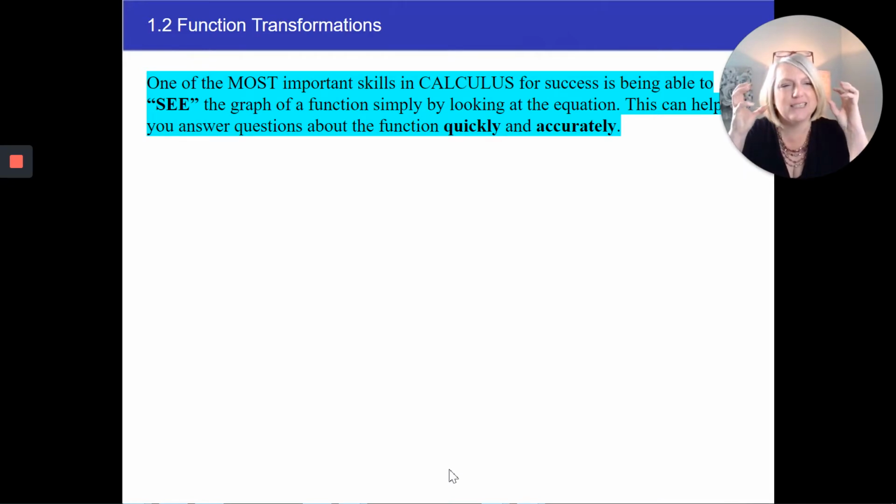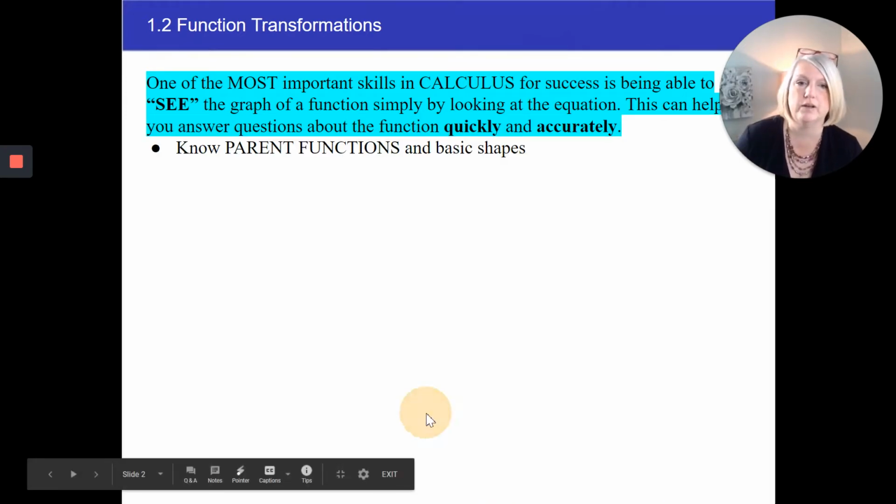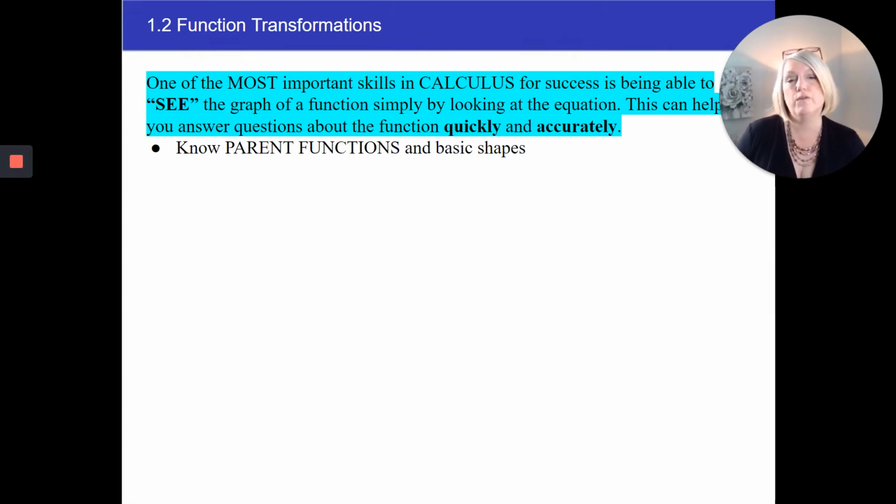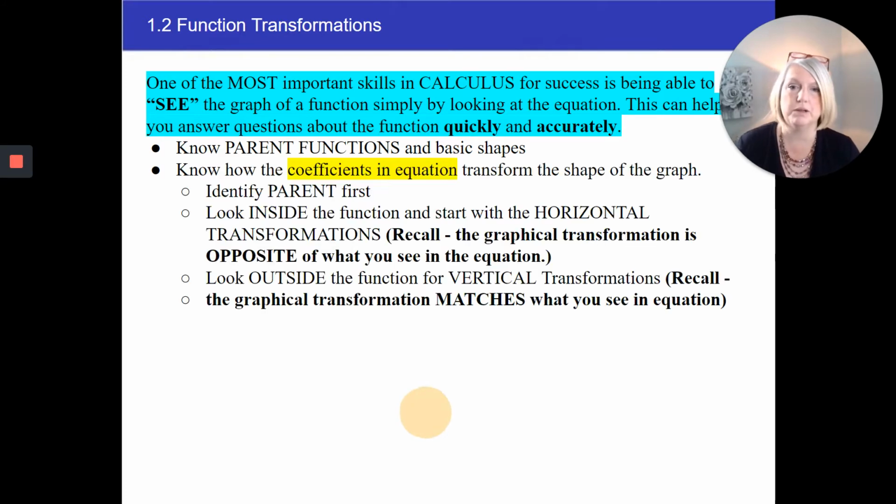You have to be able to see the graph, to visualize the graph in your mind so that you can answer questions quickly and accurately. Now, the parent functions: you've done the Desmos activity at this point, and that gives you a good review of which parent functions I want you to be familiar with right now. The ones that so far aren't in the list are some of the trig functions, logs and exponents. We're going to review those separately in one of the next sections in chapter 1, but you do need to know their basic parent functions and their basic shapes.